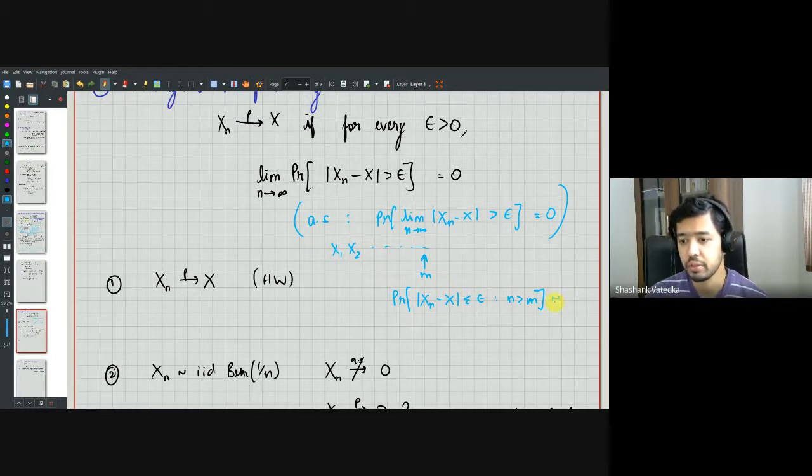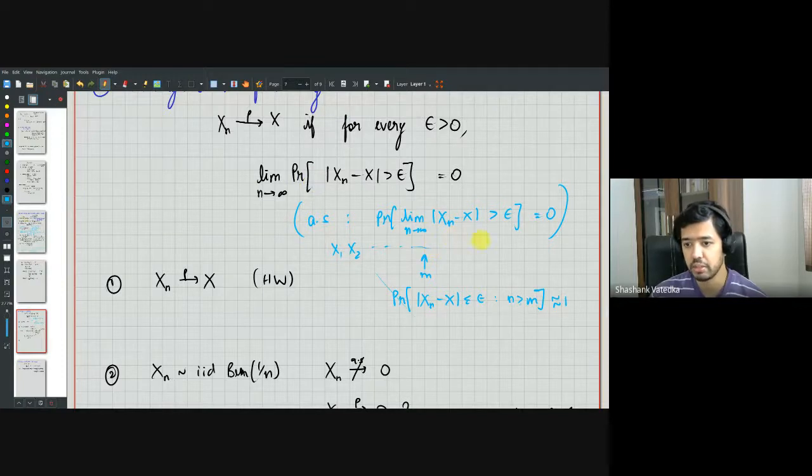So this will be close to 1. So beyond a certain m, all the xn's beyond this point will be close to epsilon. And that is what happens if the sequence converges almost surely. If the sequence converges in probability, this may not happen.